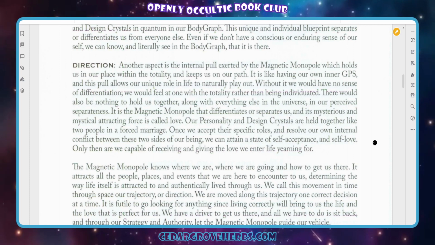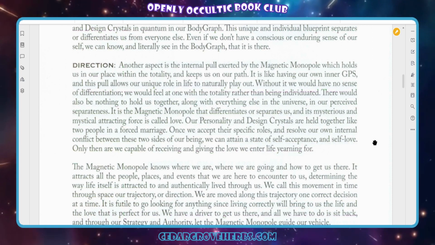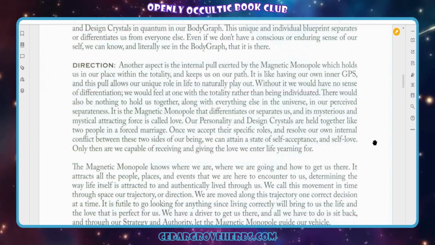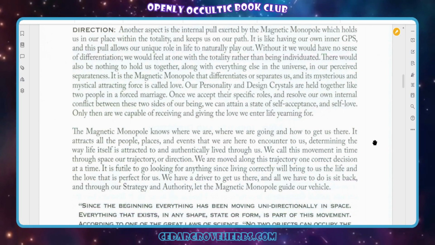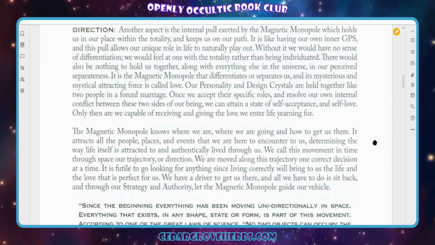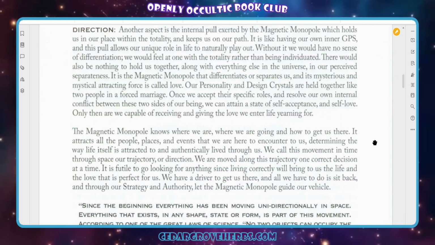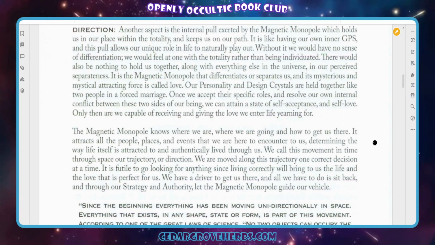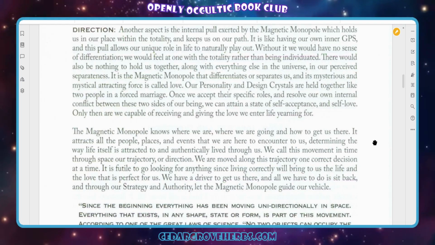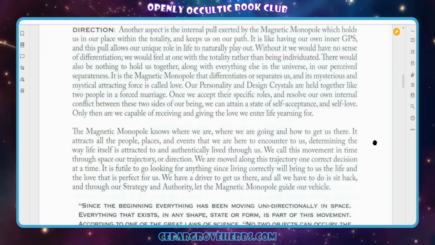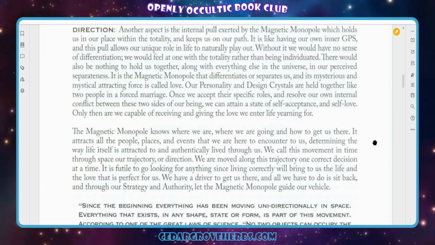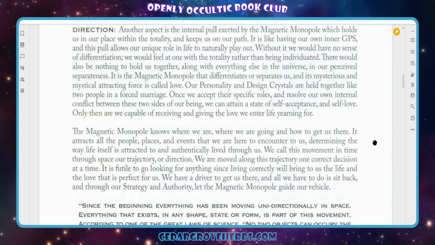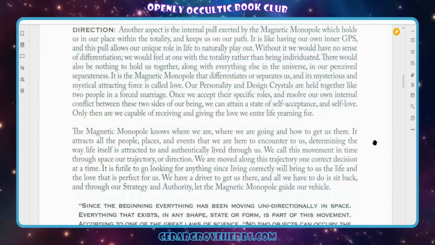Our personality and design crystals are held together like two people in a forced marriage. Once we accept their specific roles and resolve our own internal conflict between these two sides of our being, we can attain a state of self acceptance and self love. Only then are we capable of receiving and giving the love that we enter life yearning for.